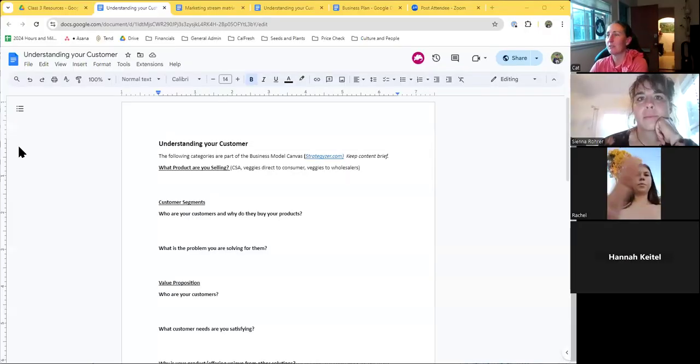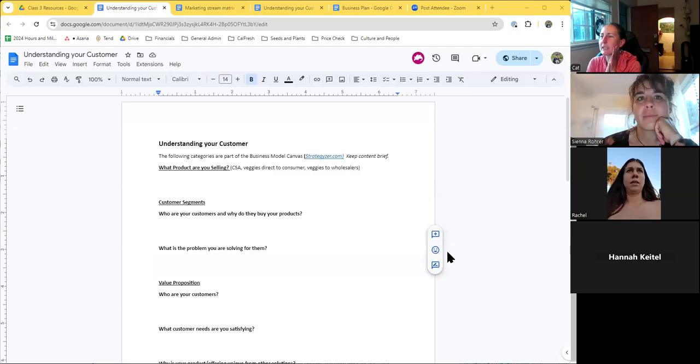In the resource folder, there are two templates. You can go and make a copy of that, make your own. Let me share my screen. Understanding your customer, not getting to know your customer.